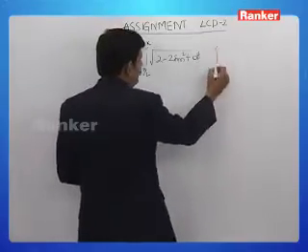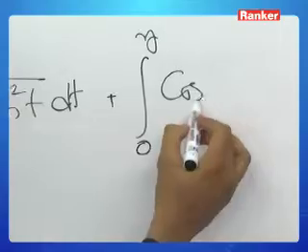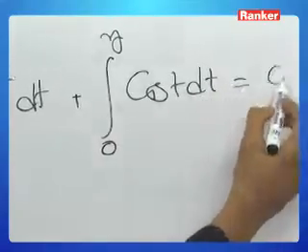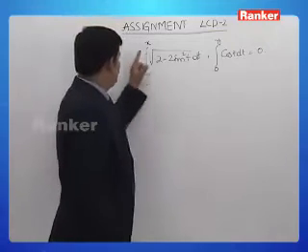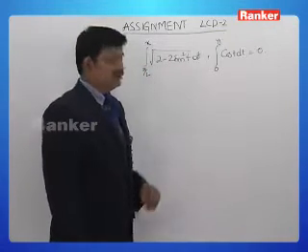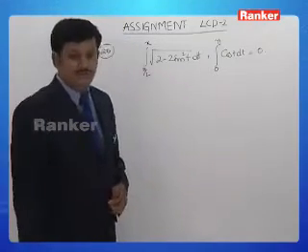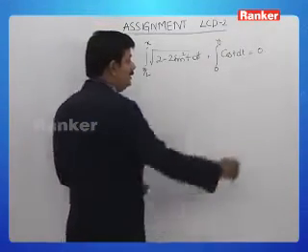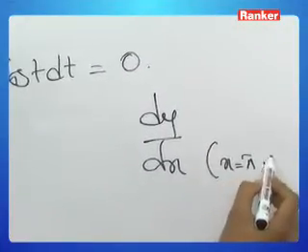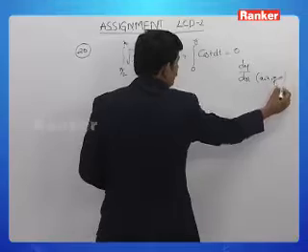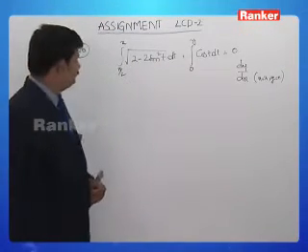plus integral 0 to y cos t dt is equal to 0. This is an implicit relation in terms of x and y. Integral pi by 2 to x root over 2 minus 2 sin square t dt plus integral 0 to y cos t dt is equal to 0. Then we need to find dy by dx when x is pi and y is pi, at pi comma pi. So let us do this differentiation.